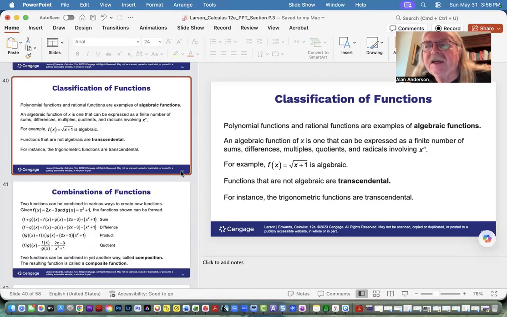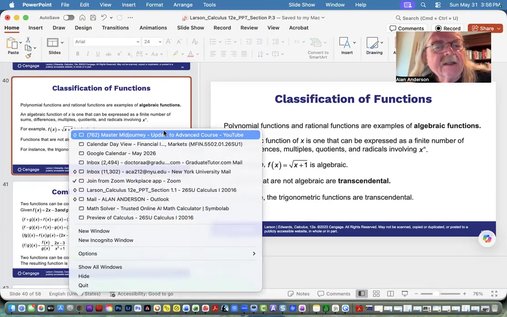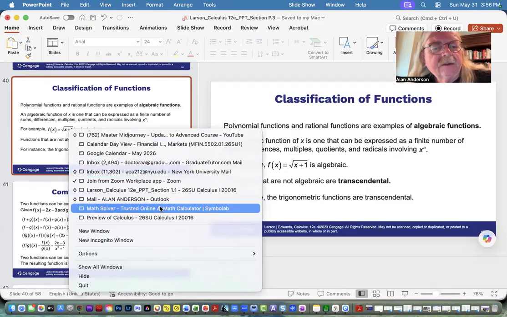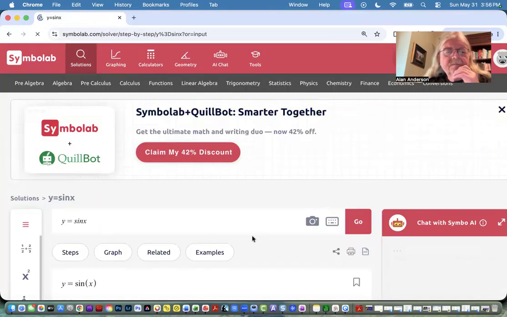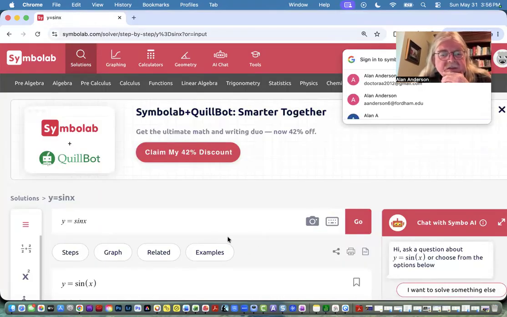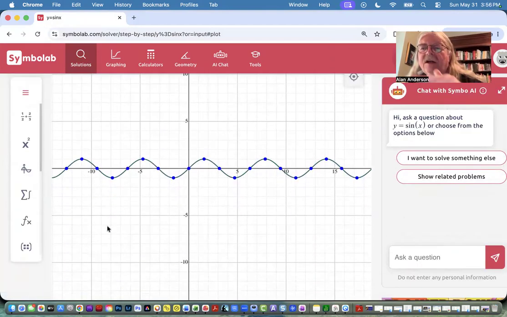You might remember, for example, if you want to see a graph of the sine of x, we can go to our friend Symbol Lab and take a look at it. Here we go. You'll notice it has some very strange properties compared to what we're used to seeing. Specifically, it just keeps going up and down and up and down forever. It's an infinite series of cycles, just like a roller coaster that never stops. So this is not an algebraic function. We call it a transcendental function.